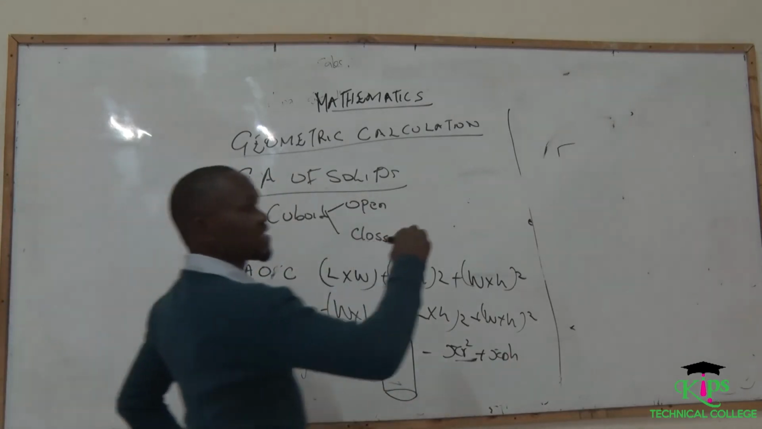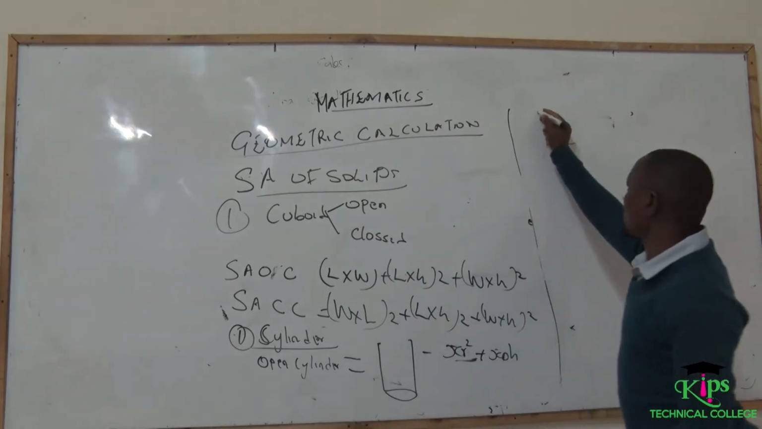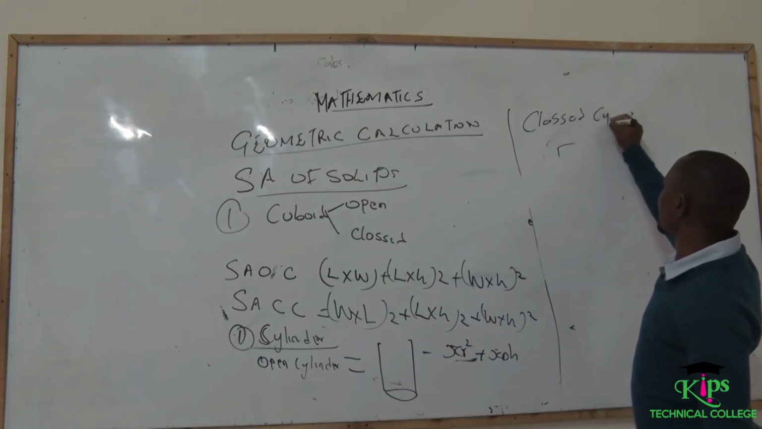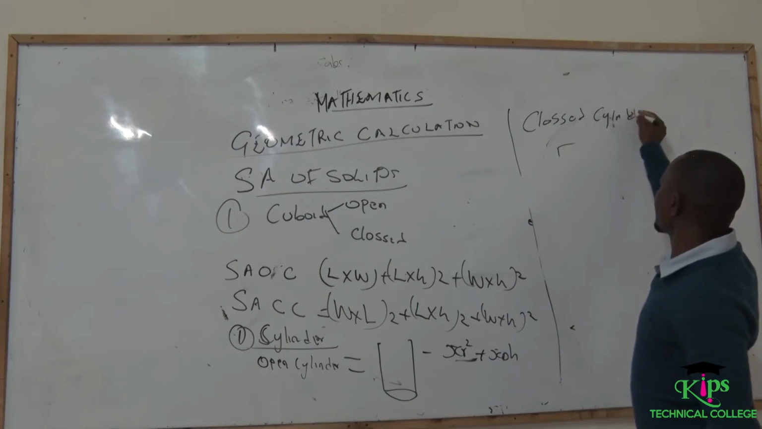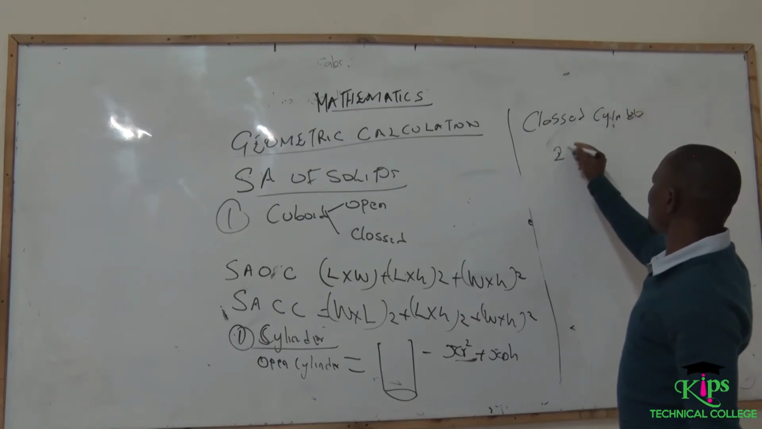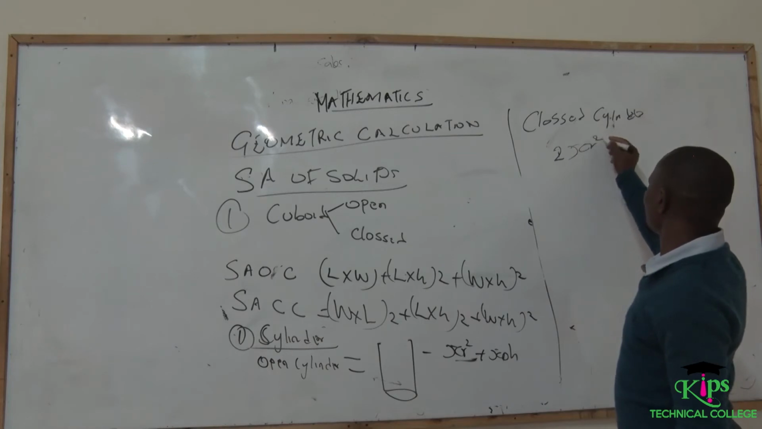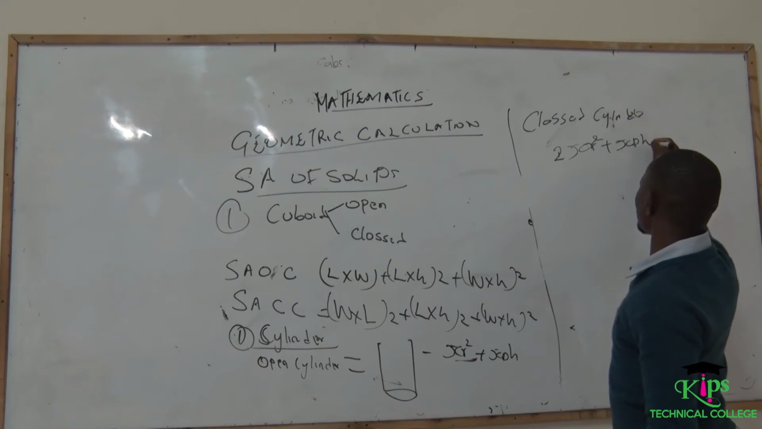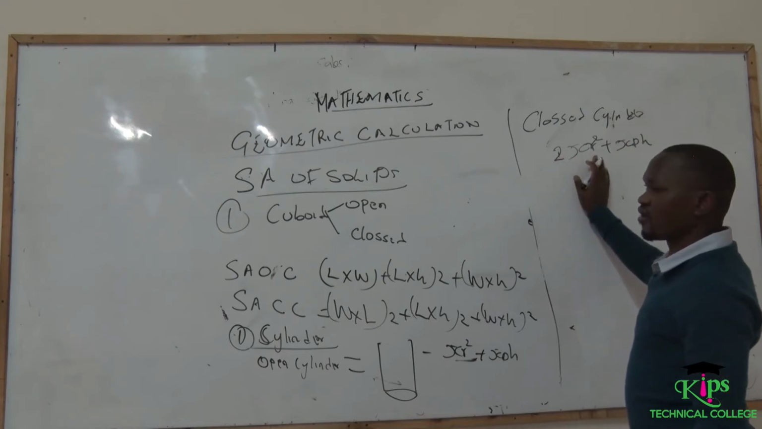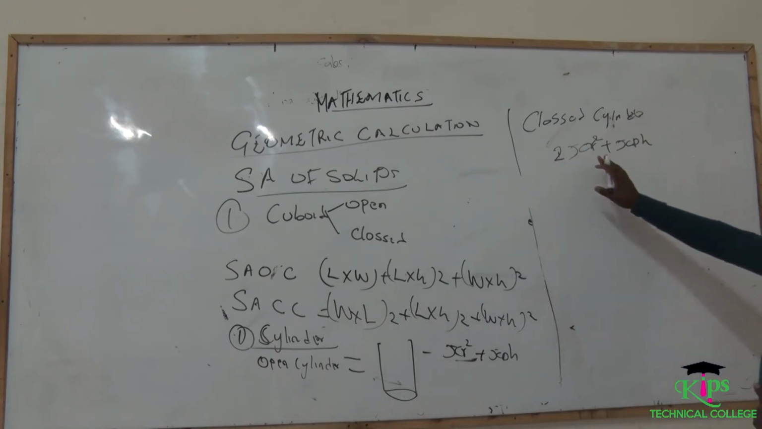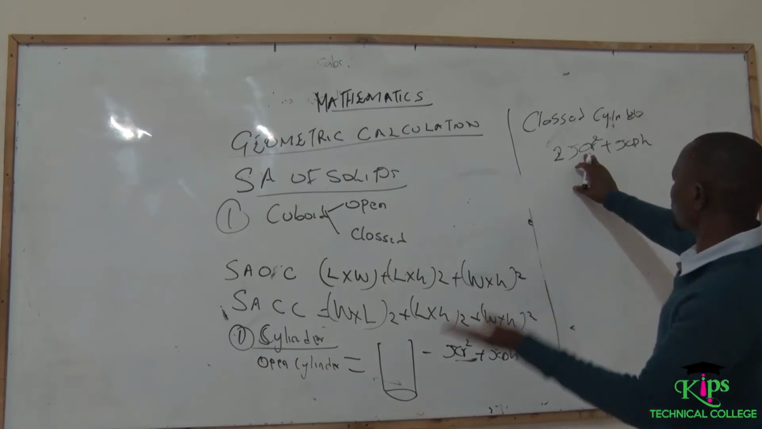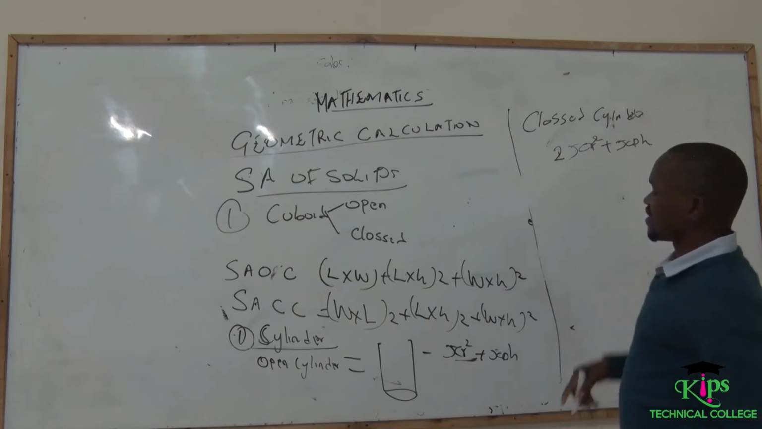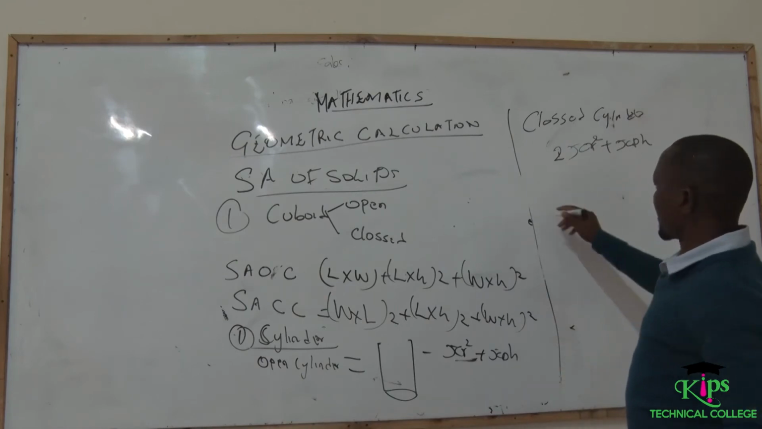But how can we get the surface area of a closed cylinder? Closed cylinder will have 2 pi r squared plus pi dh, meaning we have two cross-sectional areas, the two circles, because we have the bottom and the top. That's why we multiply by 2. Then the curve still remains pi dh.